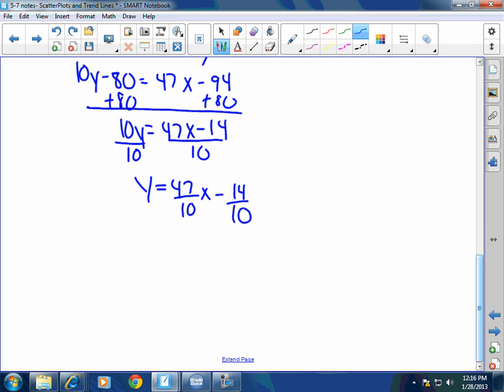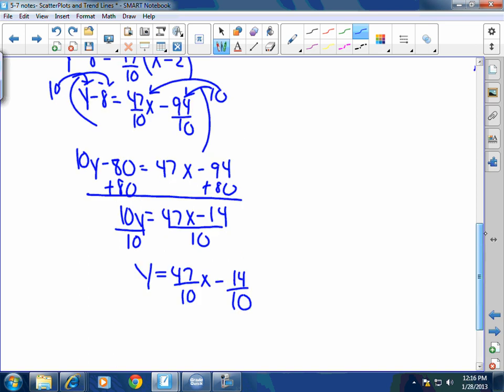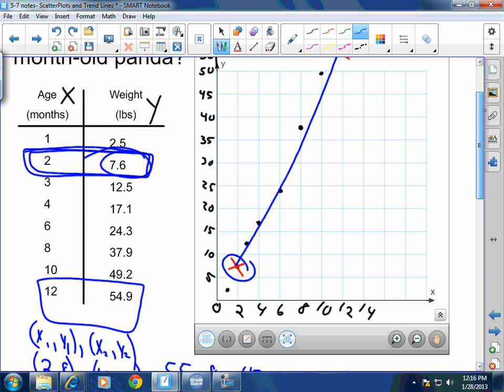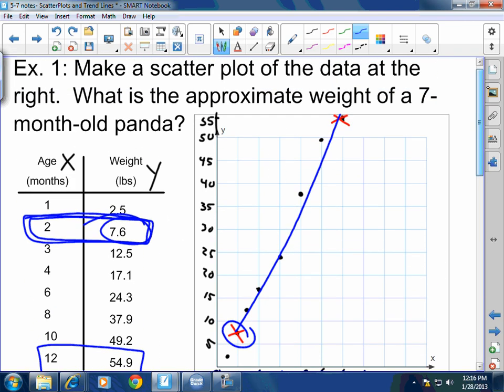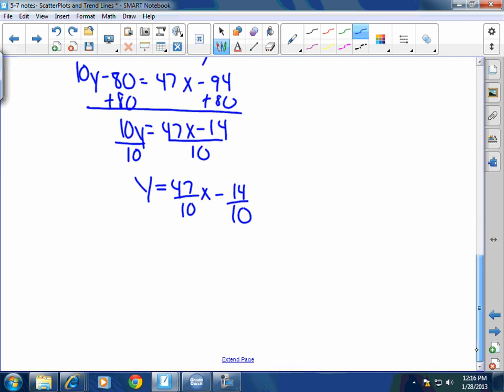For what? What does x represent in this case, guys? Age. Don't they want to know the approximate weight for the 7-month-old? So, what do I plug into this x here? 7. In this case, again, this is the one time you're going to do it. You are allowed to use a calculator for this. I'm not going to make you go through all of this. You are allowed to use a calculator for this one final calculation.